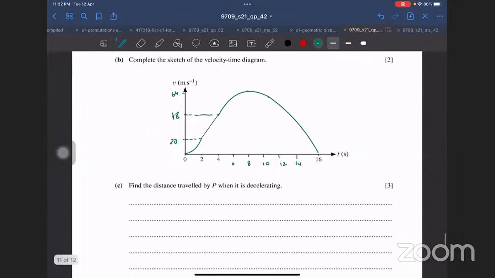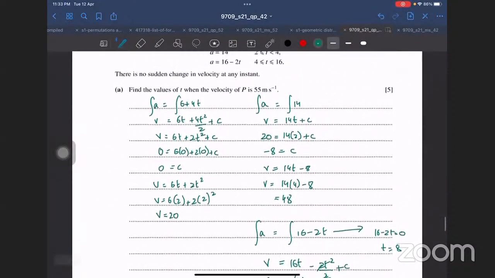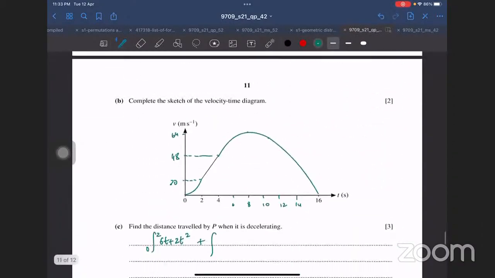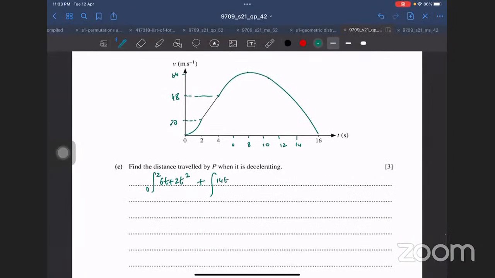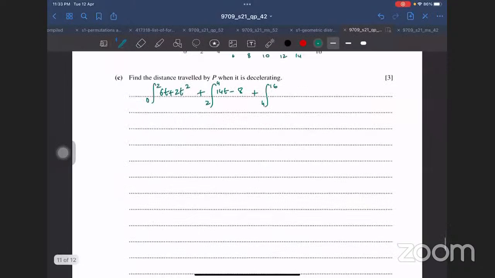I think that's correct. Then it says find the distance traveled. I think that's simple. If you found out all the functions, what you need to simply do is just integrate them with limits 0 to 2. The first function, which is 6t plus 2t squared. Then the second function, which is 14t minus 8. The limits are 2 to 4. And then the third function from 4 to 16. If you integrate all of these correctly, you should end up with your correct answer.